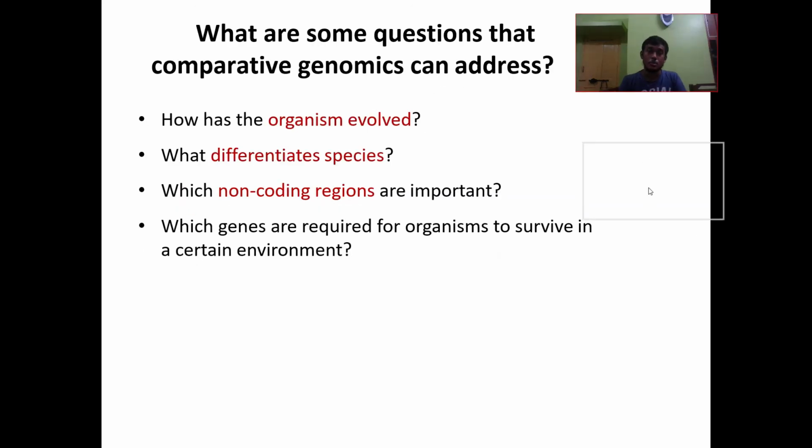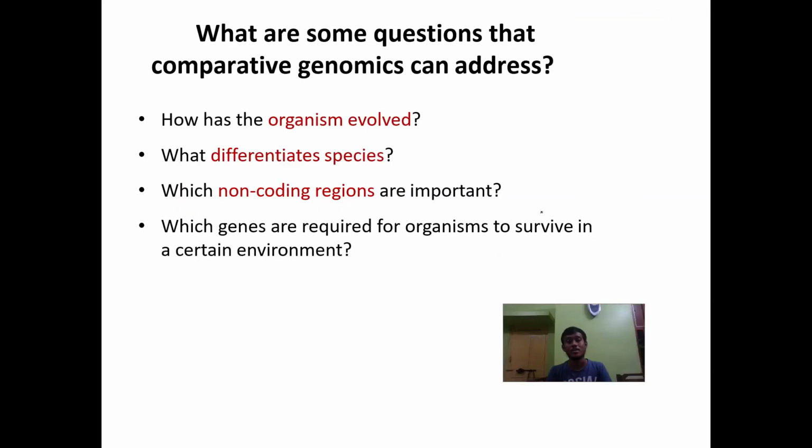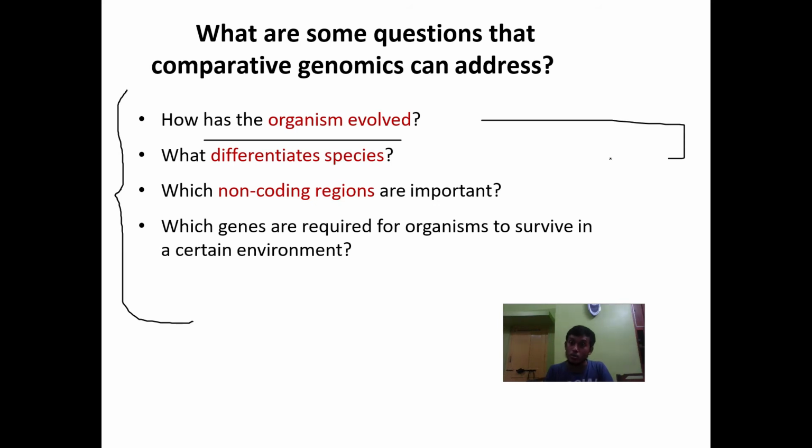So what are some questions that comparative genomics can address? These are some of the questions that comparative genomics can solve. How has an organism evolved? Basically it helps us find out the root cause or the birth of an organism, where the organism developed or evolved from. So we can find out the root cause of that particular organism.